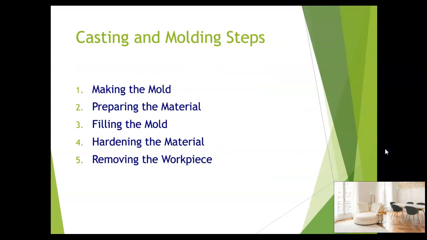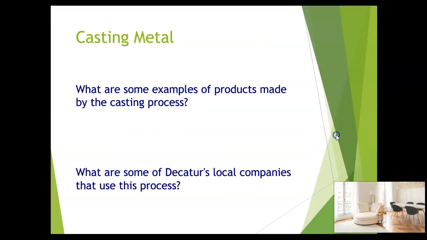All right, there are 5 casting and molding steps. First, we got to make a mold. Secondly, we've got to prepare the mold. Third, we're going to fill the mold. After we have filled the mold, it is released. We let it cool off. That hardens the material, and then we can remove the workpiece from it.